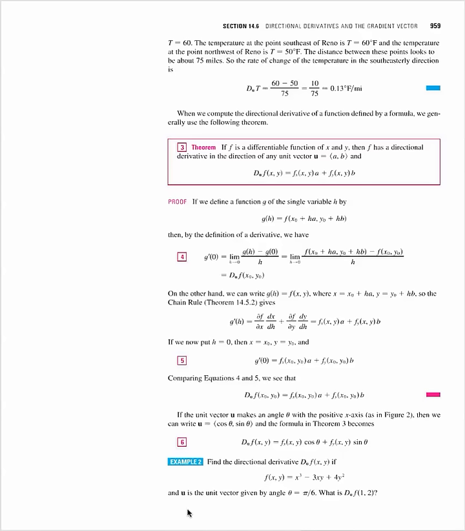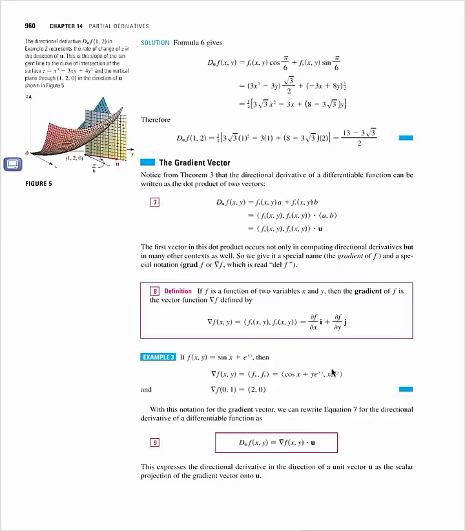Example 2, as usual, you can skip the proof. It's not a hard proof, so read it if you like, but anyway, example 2 is a computational example of how this works. And then we get into this discussion of the gradient vector.